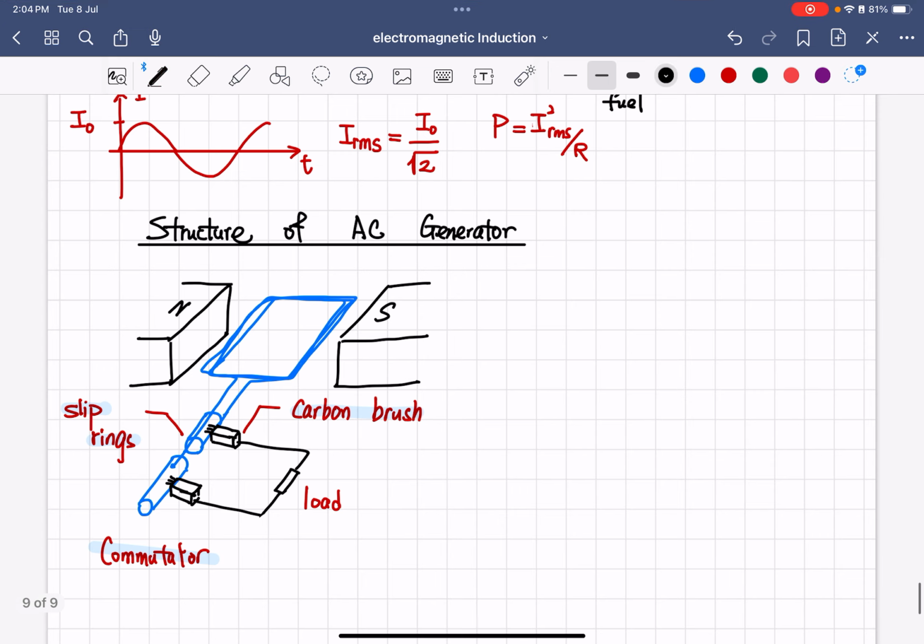And then the corresponding coil will spin by some external source. So this is a rotation, a turning effect by an external source. For example, steam will turn the turbine. So this coil will rotate because it is connected to a turbine. When some energy source turns the turbine, the coil will spin as well.